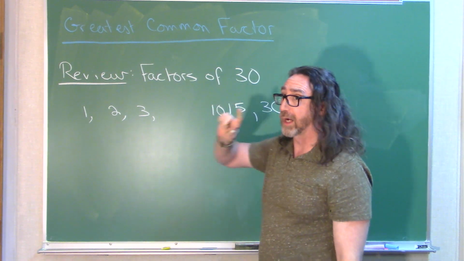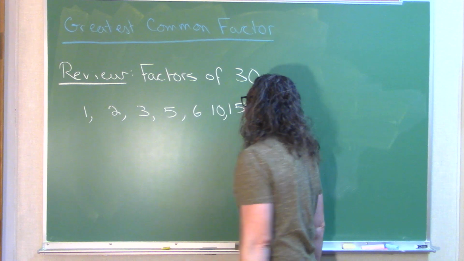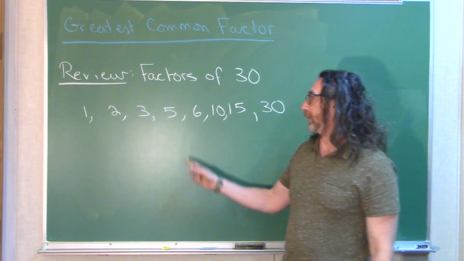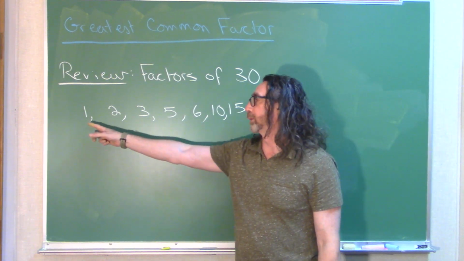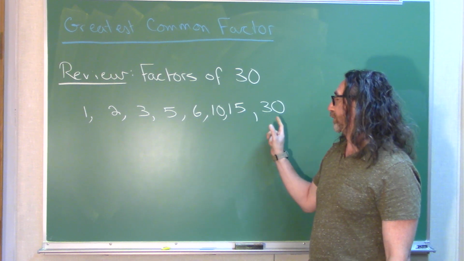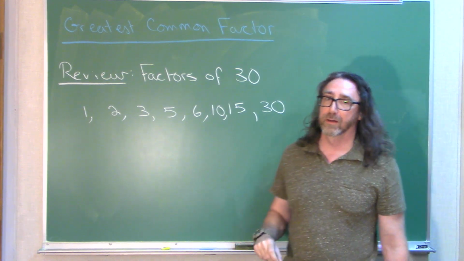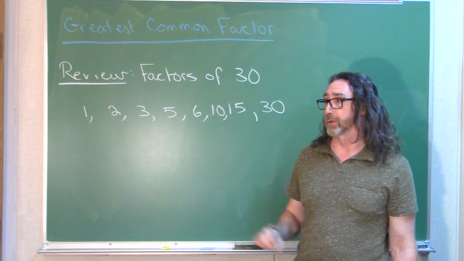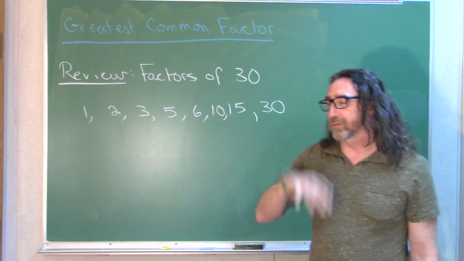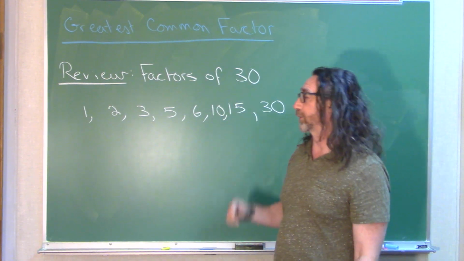4 does not go into 30 evenly. 5 does: 5 times 6. And here you've found all the factors of 30. These are all the numbers that go into 30 evenly: 1, 2, 3, 5, 6, 10, 15, and 30 itself. So we have 8 factors of 30. We remember how to find the factors of a given number. The factors are just a list of things that divide into 30 evenly.